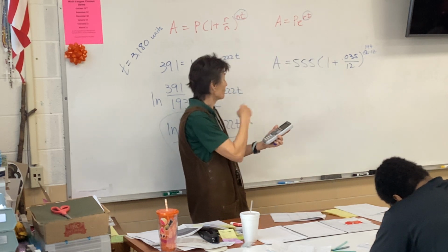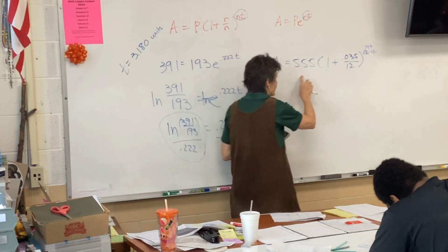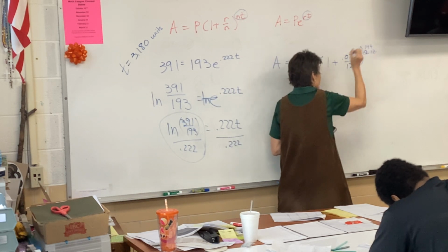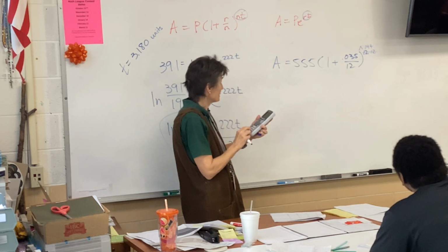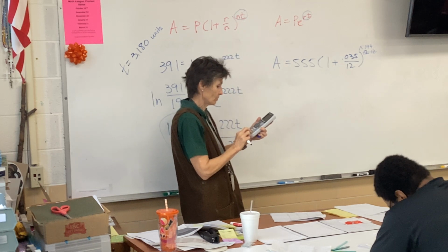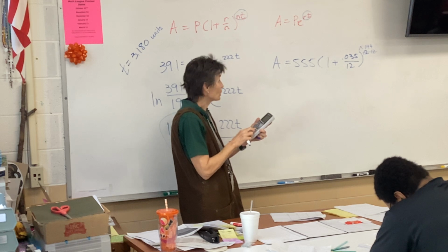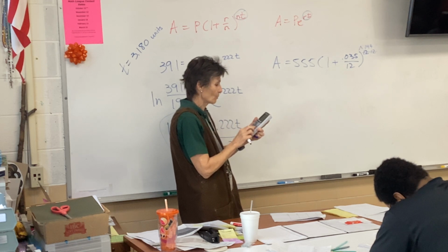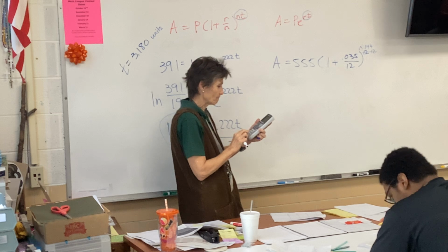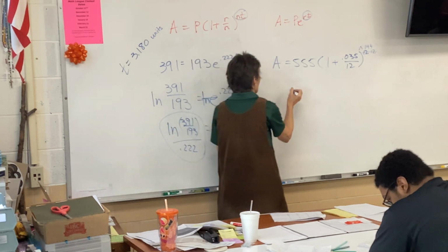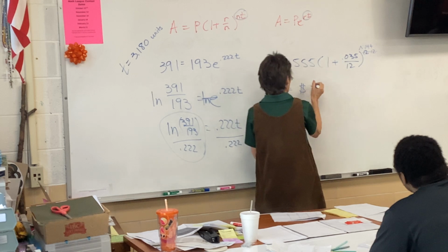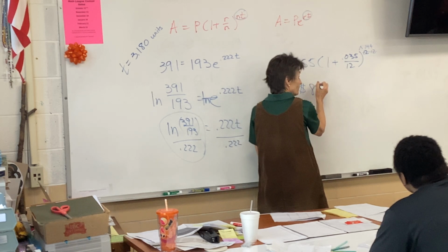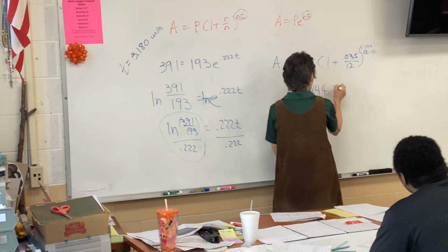And now I'm just going to go to my calculator and type in exactly what I wrote. I'll use that button right there. So 555 parentheses 1 plus 0.035 divided by 12 close parentheses raised to the 144. And how much did you end up with? It's money, so I'll put a dollar sign. $844.17.